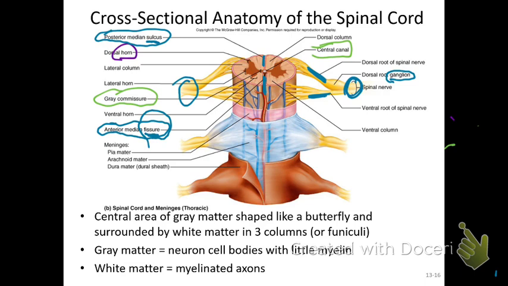The white matter that goes around the gray butterfly is also broken up into three areas. These areas are called columns. Another word you'll see for them, each one is a funiculus. It's a fun word, right? F-U-N. So you'll see either the ventral column or the ventral funiculus. You'll see the lateral column or the lateral funiculus. And you'll see the posterior or the dorsal column or funiculus.